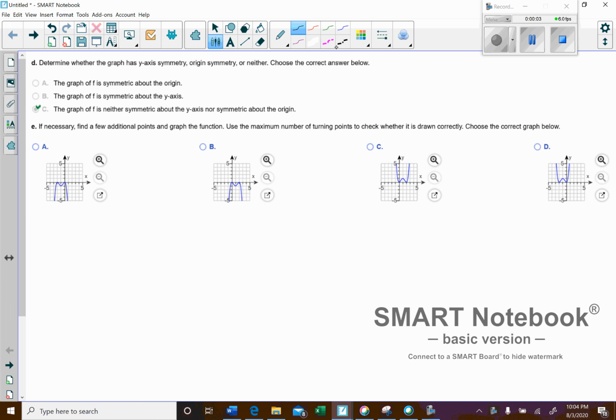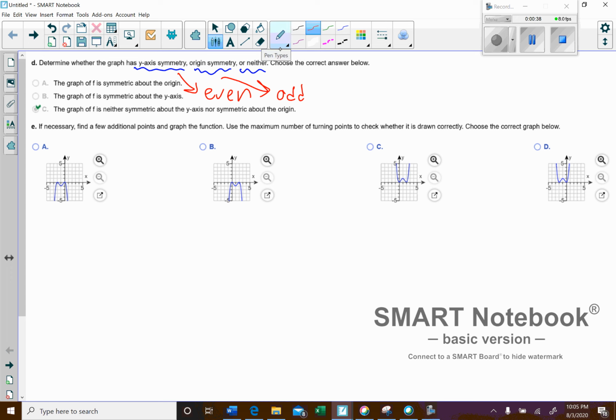Okay, so on these questions, when they're asking you to determine whether the graph has y-axis symmetry, origin symmetry, or neither, basically that's code for whether it is even, odd, or neither. If you look at the lessons and the videos, I use the terminology even and odd as opposed to y-axis symmetry and origin symmetry.